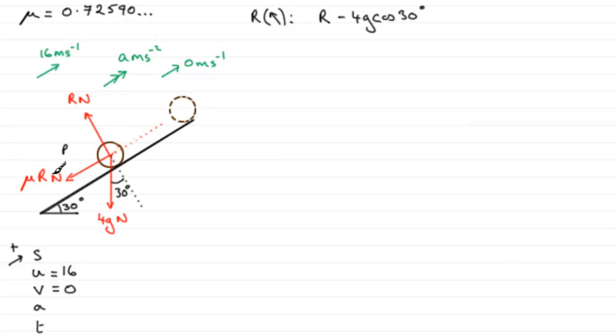Obviously we can forget about the mu R because it's perpendicular to the direction that we're resolving. So this equals 0 because it is in relative equilibrium to the plane in this direction.